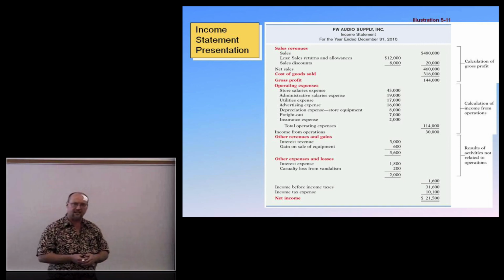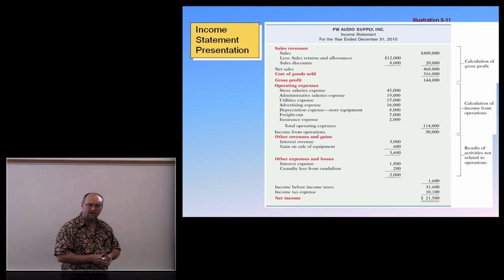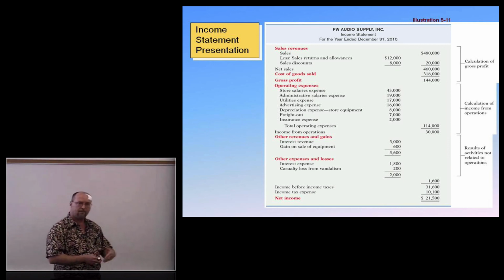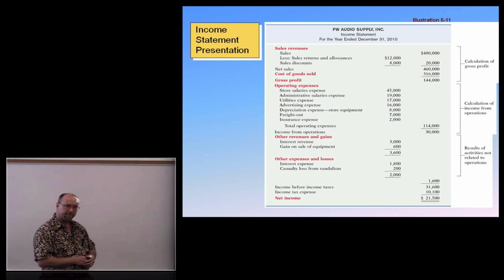Okay? Notice in this example, I sold an old vehicle or an old piece of equipment, and I made a few bucks. I had what's called a gain on sale of equipment. Not my primary business, but hey, if I made a few bucks, I have to account for it. So I put it below operating income.